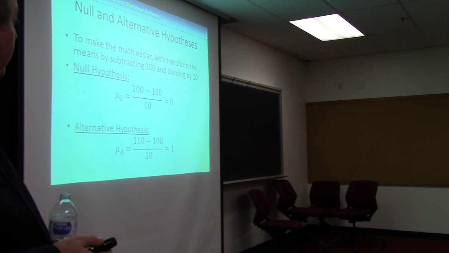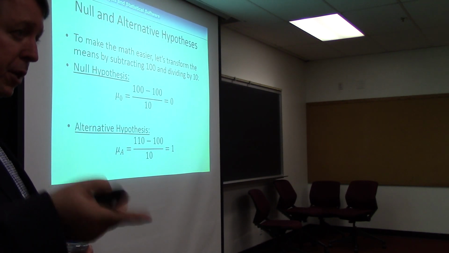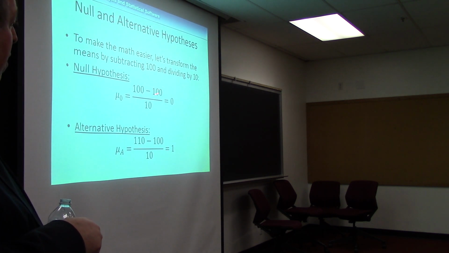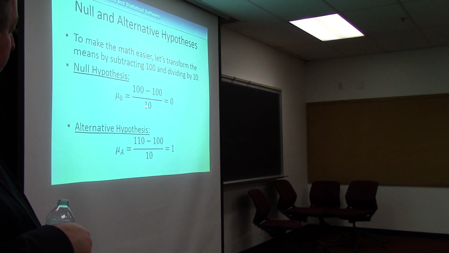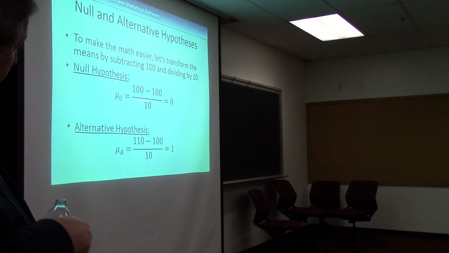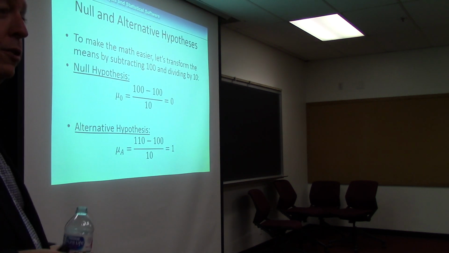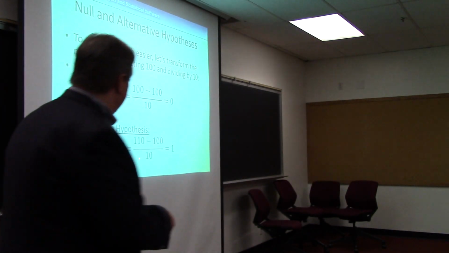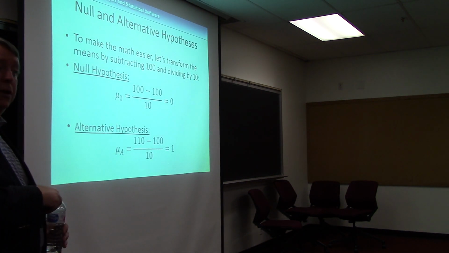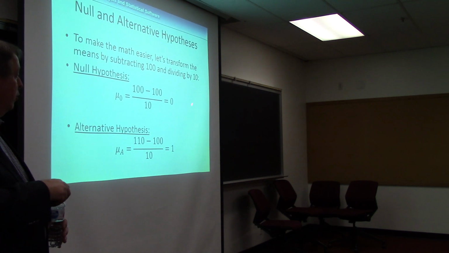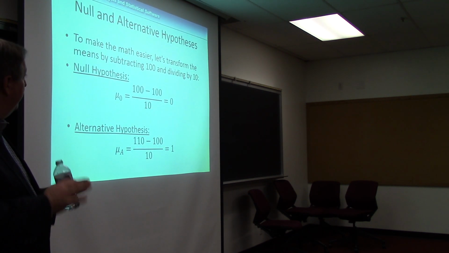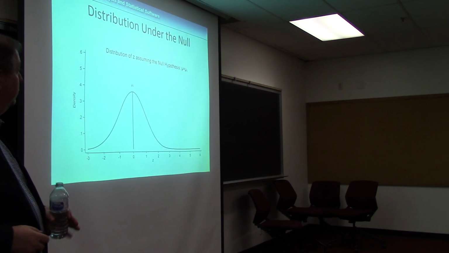To make the math a little easier, let's center and scale this. Under the null hypothesis, I'm going to subtract off the mean under the null and divide by the standard deviation, so that under the null, the mean is equal to 0. Under the alternative, again, I'm going to subtract off the mean and divide by the standard deviation, so my mean under the alternative is 1. So I'm comparing a mean of 0 versus a mean of 1. That's my null and alternative hypotheses.